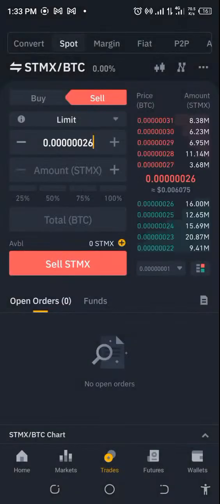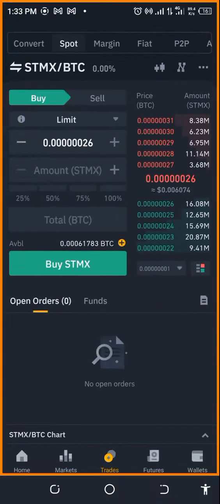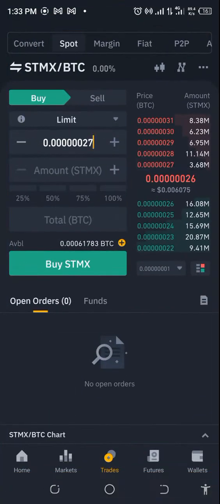So what I'm going to do now, I'm going to buy this. But before I put in the 100%, instead of choosing 26, I'm going to choose 27. So let's choose that and then put 100%. Now, of course, you can see the price is different. I mean, the number of STMX we'll get is different.